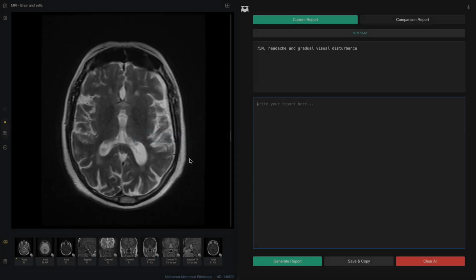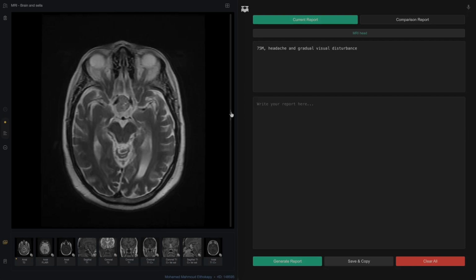Hello and welcome to the next case. We have a 75-year-old patient here with a history of headache and gradual visual disturbance. We can start with the axial T2 weighted slices on this MRI head and we'll have a look.